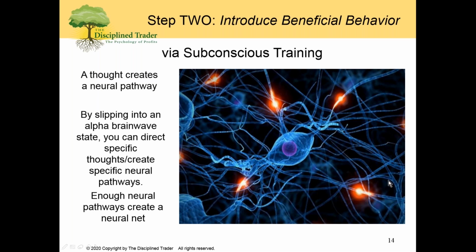Each time you drop into an alpha brainwave state and say to yourself, I'm a wise and disciplined trader, and I do the things that a wise and disciplined trader does. I'm a focused trader who is here to follow my trading plan without hesitation. When my trading plan gives me the signal to take a trade, I do it without hesitation because I'm a wise and disciplined trader. If you put those kinds of thoughts into your subconscious mind by getting yourself into a light alpha brainwave state, you are creating neural pathways that are beneficial to your trading, and enough of them.